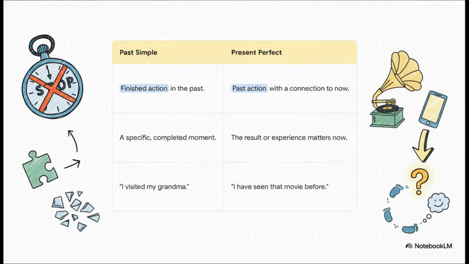Okay, let's pause here, because this is one of the trickiest parts of English. Past simple versus present perfect. Think of the past simple like a photo of a finished event. It's locked away in the past. But the present perfect? It's different. It always has a connection to right now. When you say, I have seen that movie, the unspoken part is, so I know the story now. It's that present result that makes all the difference.